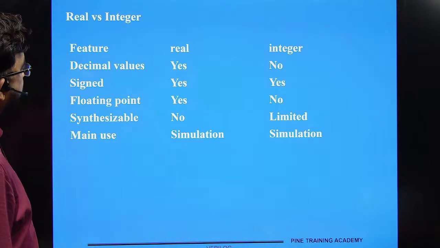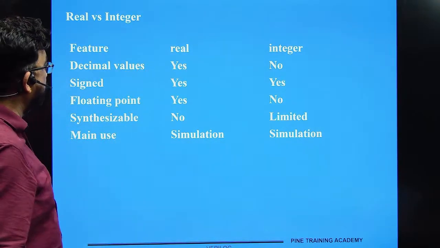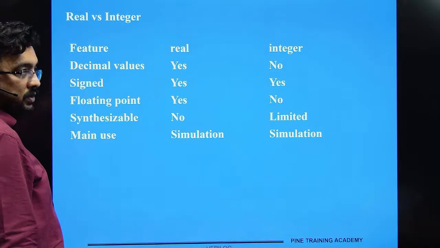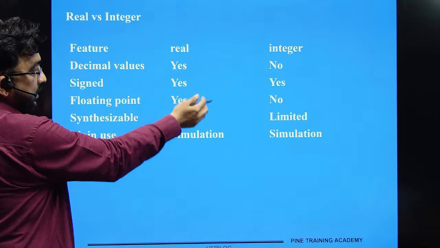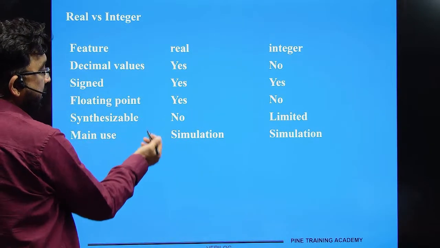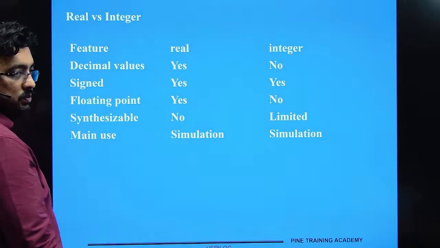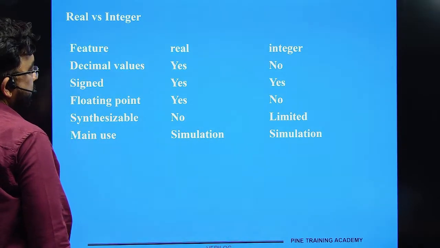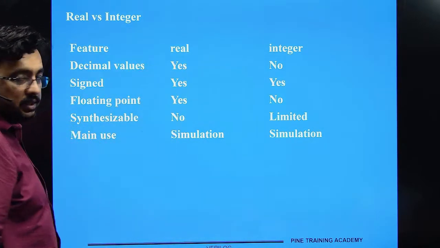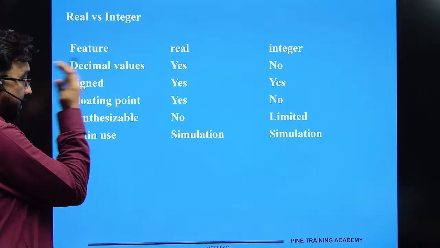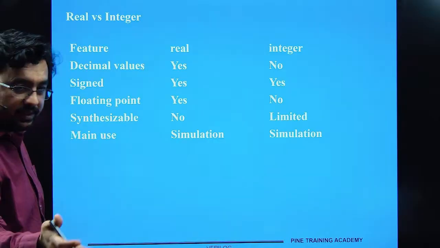Okay, real versus integer. So what basically does real do? Decimal values, yes. Integer, no. Sign, yes. Integer also takes care of sign. Floating point, yes. Integer says no. Synthesizable, real, no. Integer is limited. And main use, what can be the use of both? Summation purpose. So this comparison will give you the clarity. I have given you the points, and you can explore these points while writing the code.